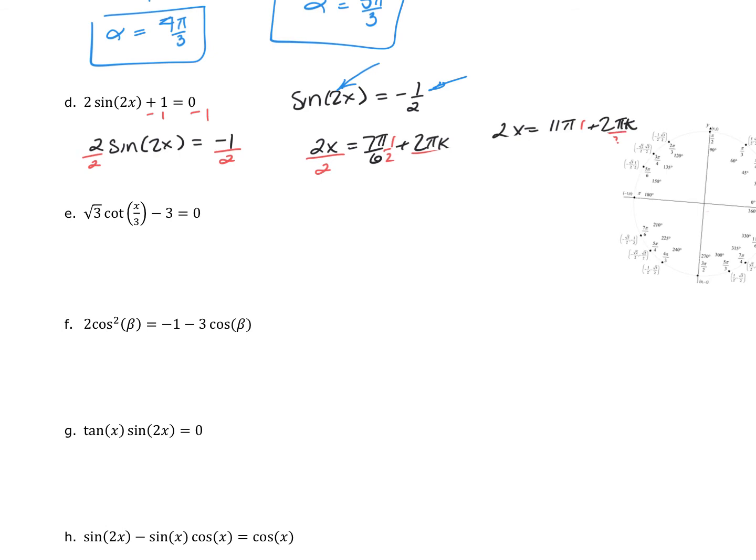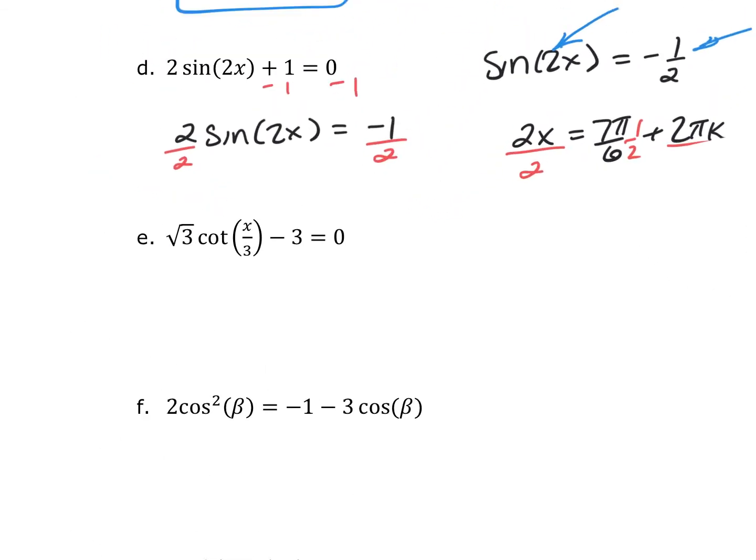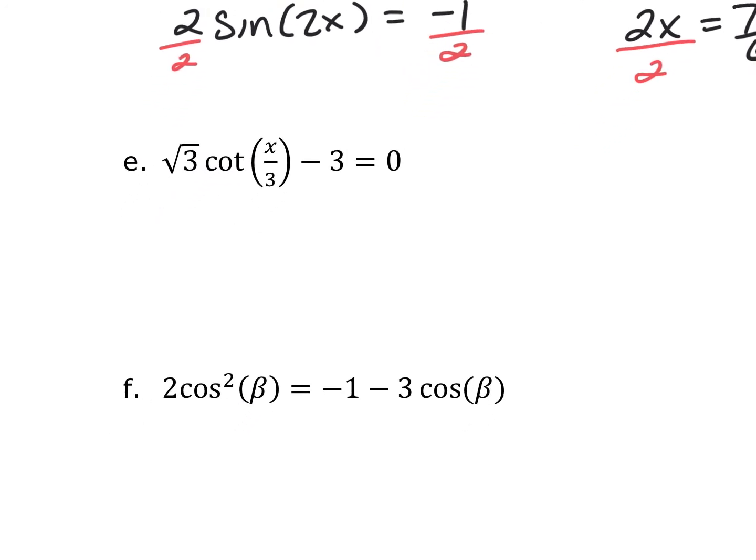Go ahead and take a look at my next example. My next example, I'm going to have to multiply by 3 and then divide by the square root of 3. So the cotangent of x over 3 is equal to 3 divided by the square root of 3.